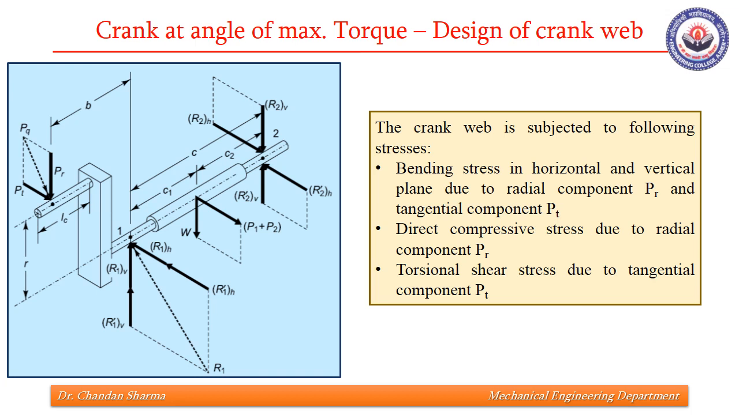Now we'll need to check the design of crank web also for this crank at angle of maximum torque. The crank web is subjected to the stresses. One is bending stress in horizontal plane and vertical plane due to radial component PR and PT. Then direct compressive stress due to radial component PR. There is additional stress, torsion shear stress due to this tangential component. So we have got two normal stresses and one shear stress.